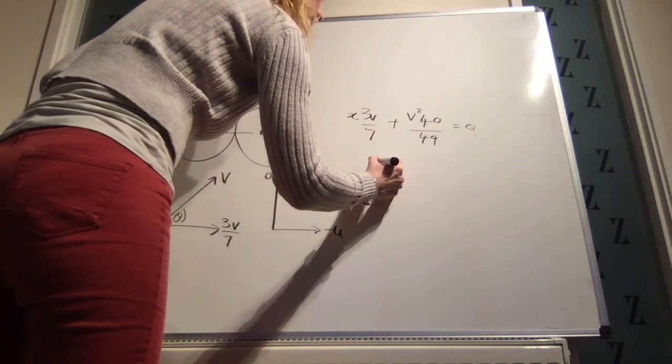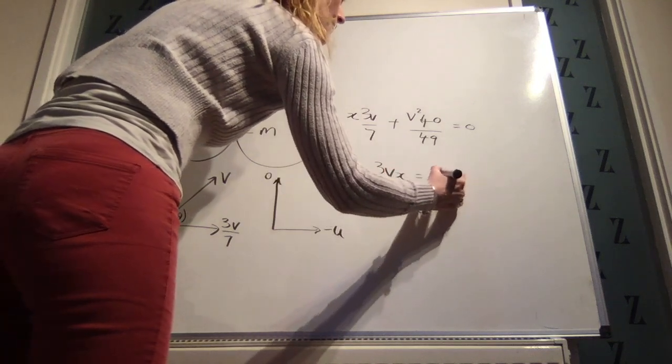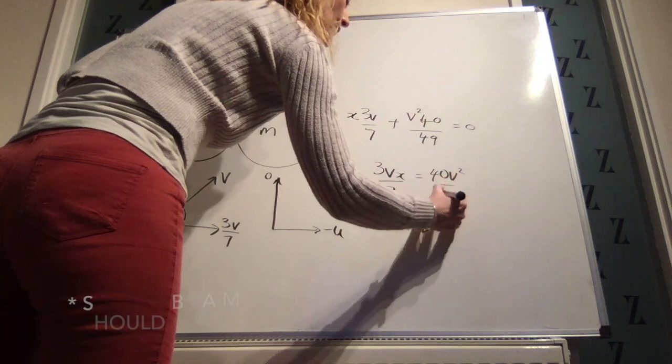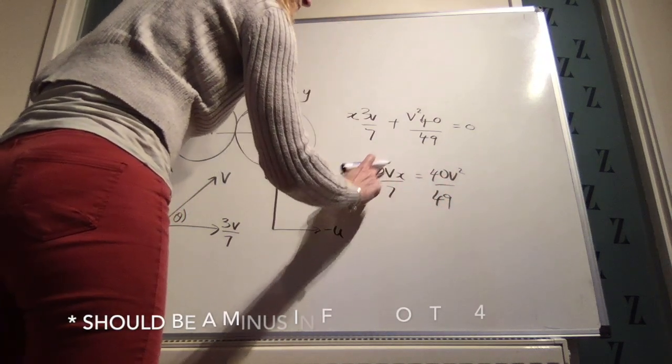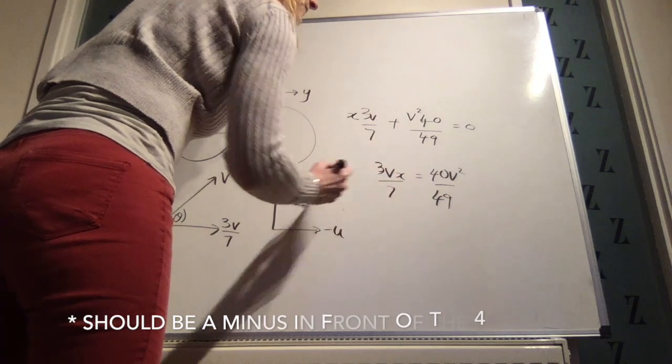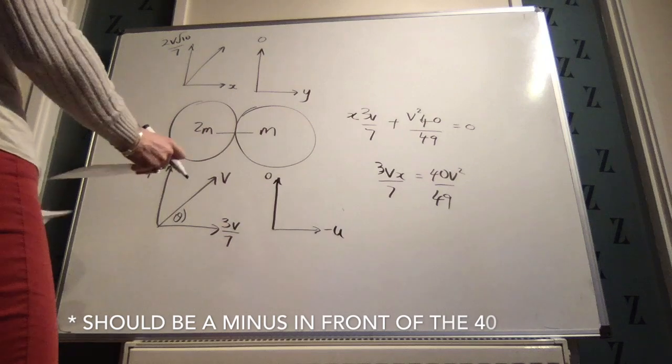That gives us 3vx over 7 is equal to 40v squared over 49.